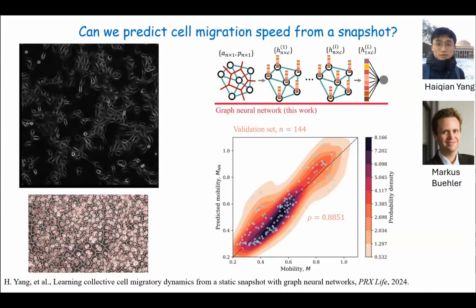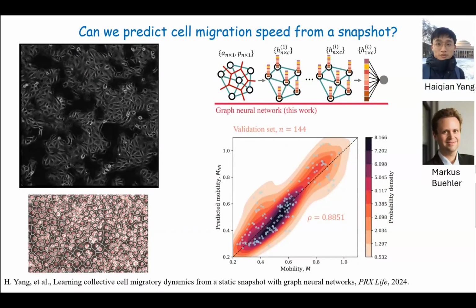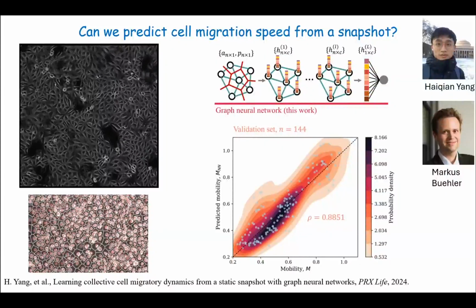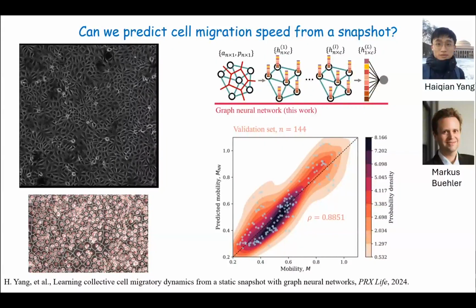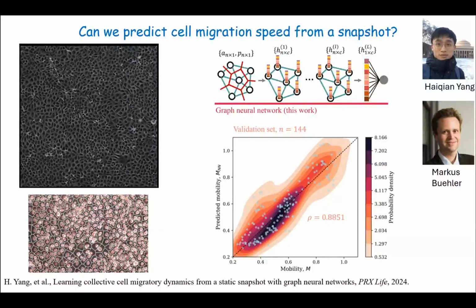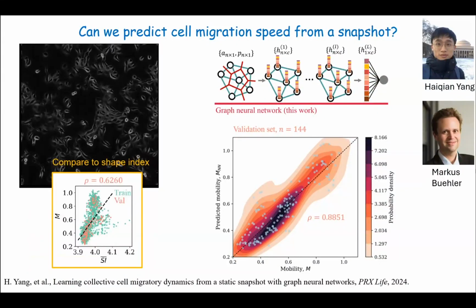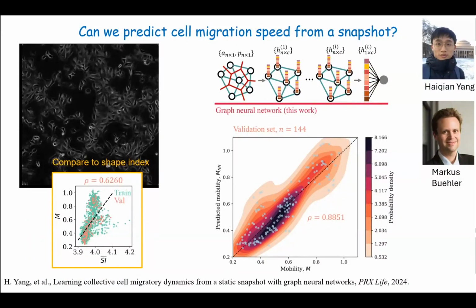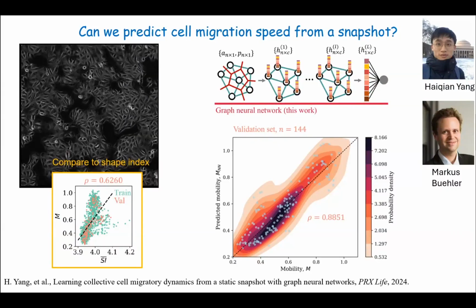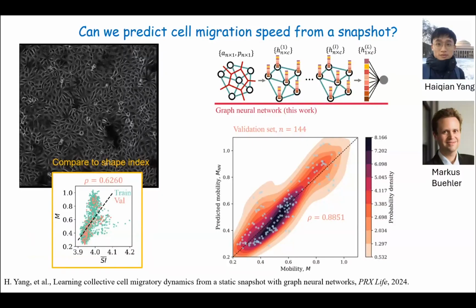And here's a quick result that you can see. The y-axis here is the model prediction of the cell migration speed, and the x-axis is the experimental truth that we directly measured, right? You can see the prediction agrees really well with the ground truth of the experiments. If you compare that result with what people have been doing in the field, for example, comparing the cell migration speed with the shape index, which is also correlated, the correlation is not nearly as good as what the neural network can do.